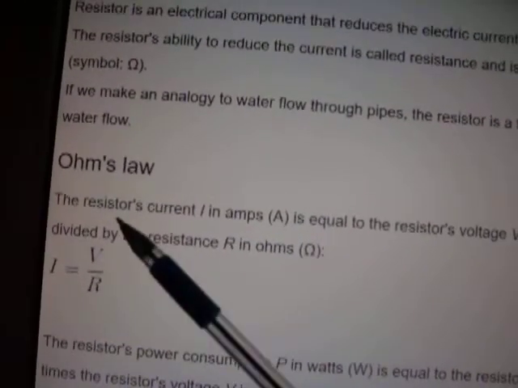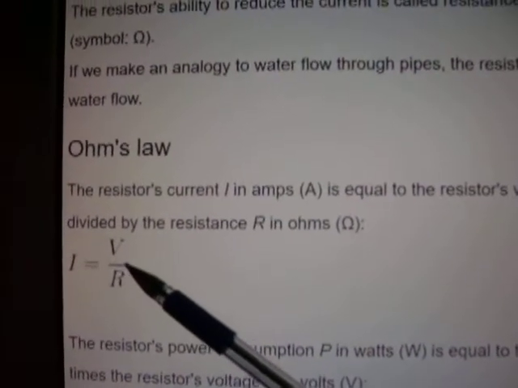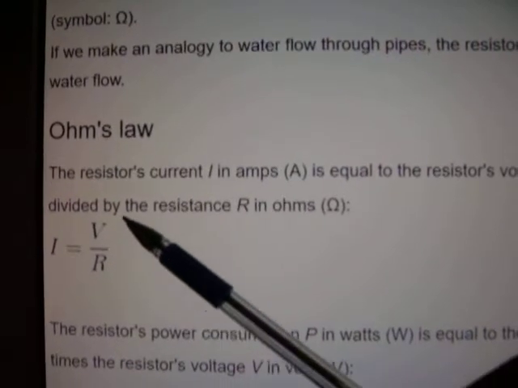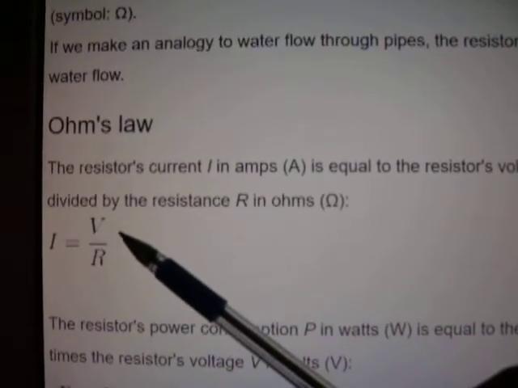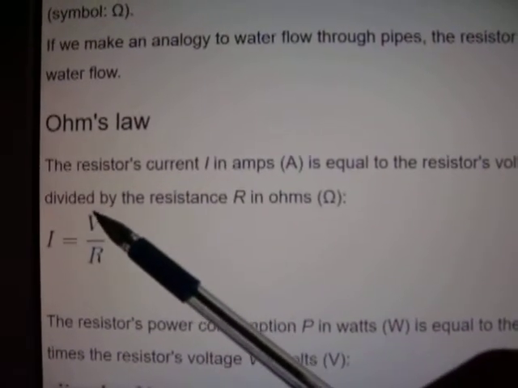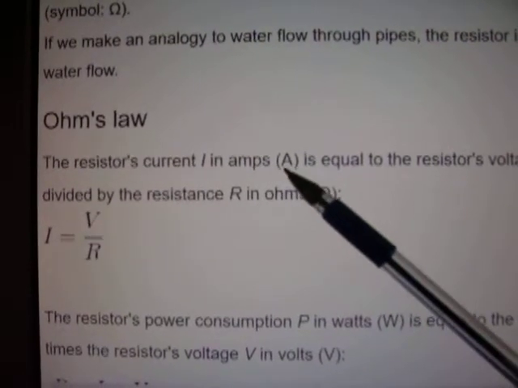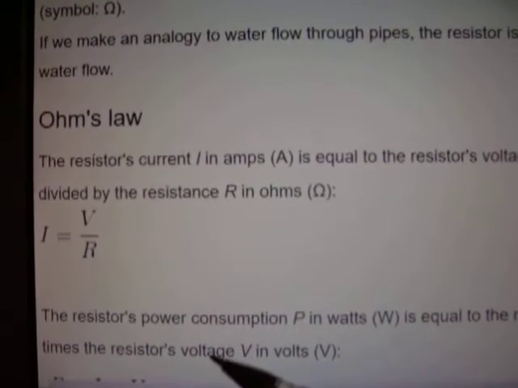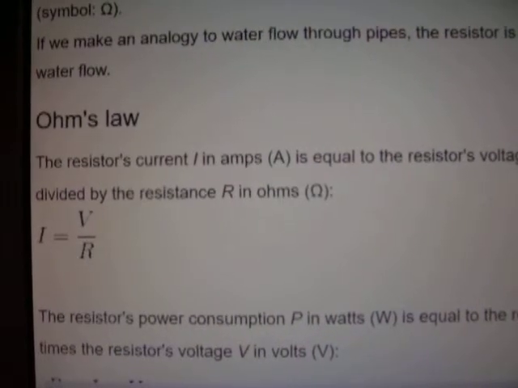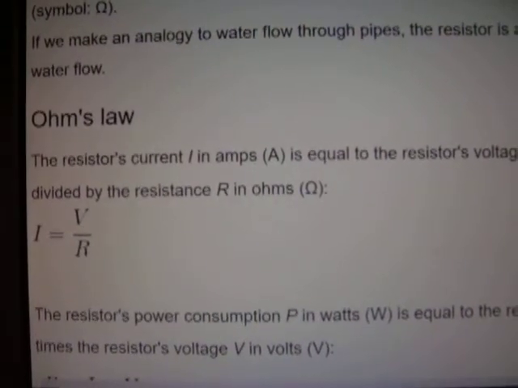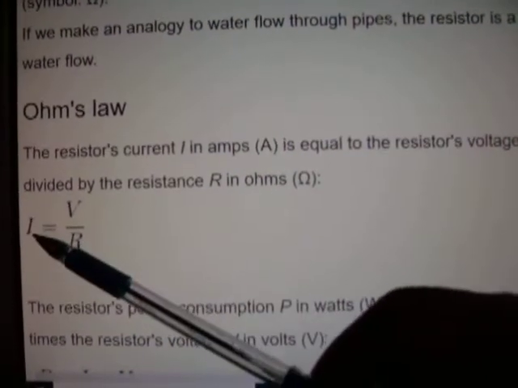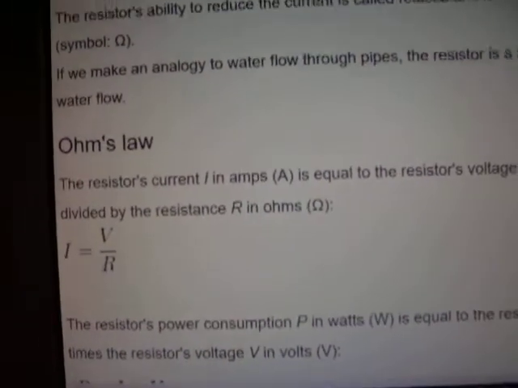Now let me just go into here. Now remember this formula, I equals V over R. Okay? All it is saying here is that the resistor's current I in amps is equal to the resistor's voltage V in volts divided by the resistance R in ohms. And that is what we're looking at here.